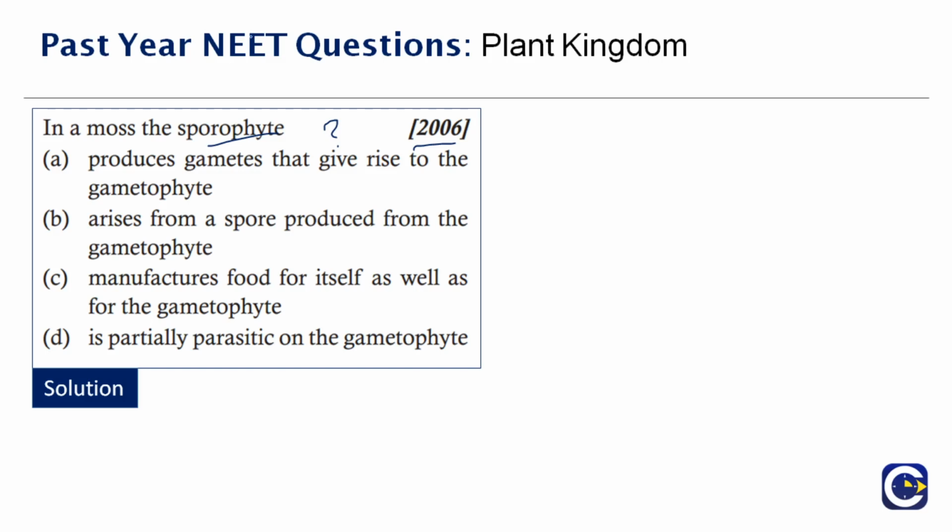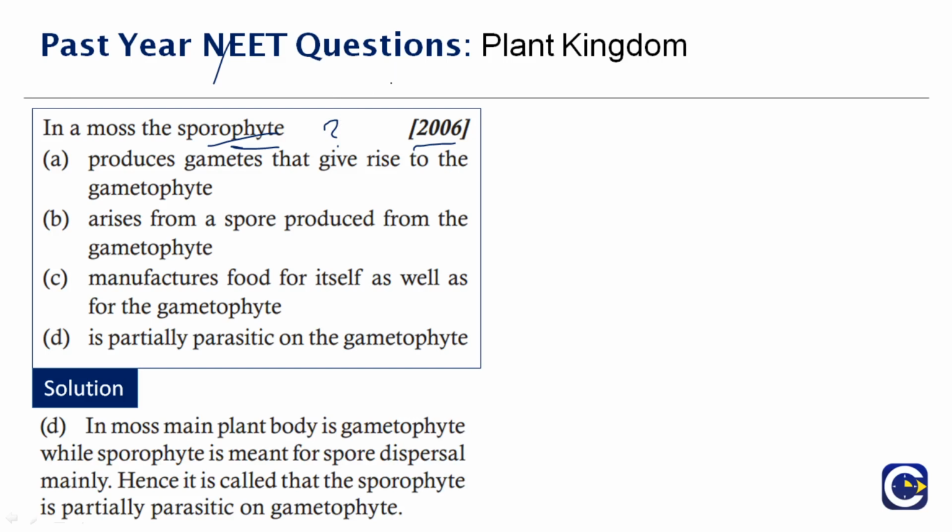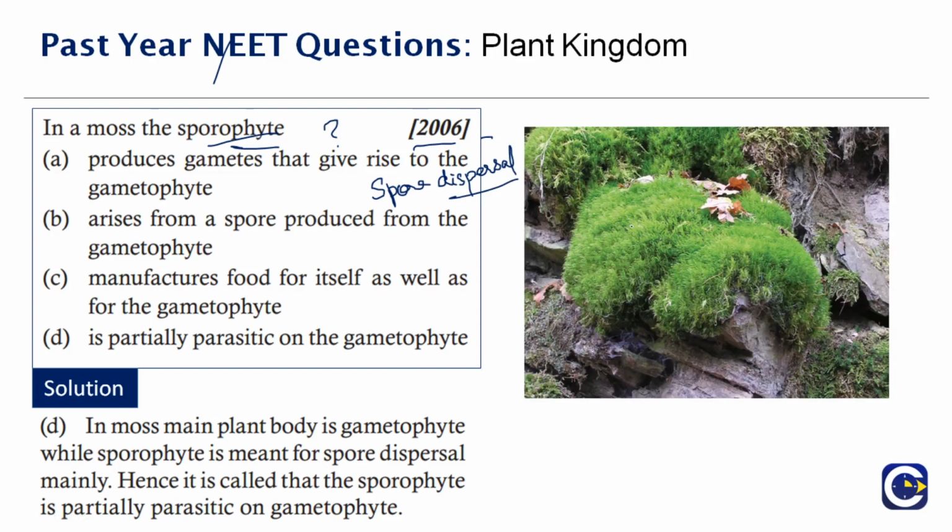Why is it like that? Since it is dependent, it will rely on the other organism for its survival. In a moss, the main plant body is the gametophyte, while the sporophyte is meant for spore dispersal. It is not dependent on the other organism for food, but it is dependent for spore dispersal. It requires a medium to disperse the spores, and thereby it helps to reproduce new individuals. So that is why in moss, the sporophyte is totally dependent on the gametophyte. Therefore, the correct answer to this question is option D.